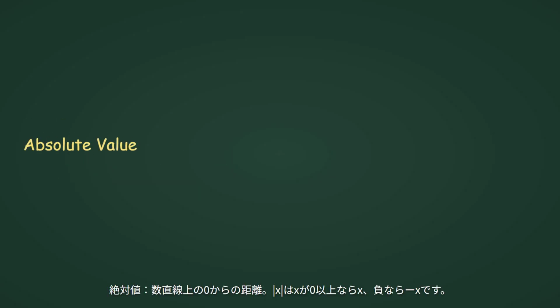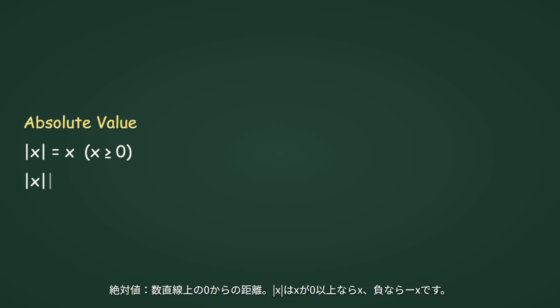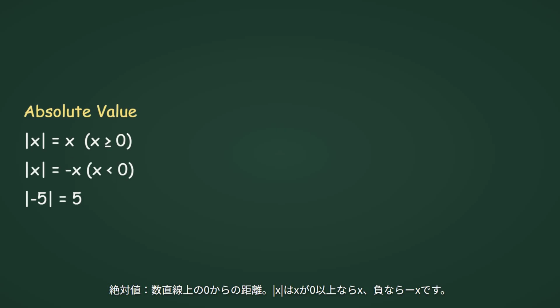The absolute value of a real number x, written as the absolute value of x, gives the distance of x from 0 on the number line. It is equal to x when x is greater than or equal to 0, and negative x when x is less than 0. For example, the absolute value of negative 5 is 5.